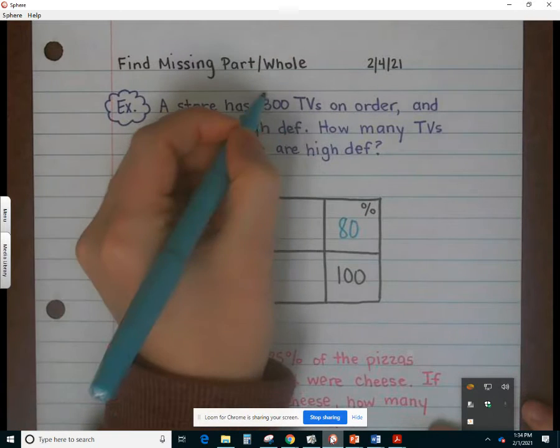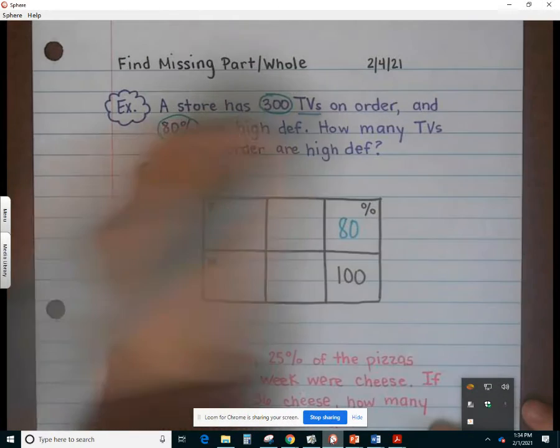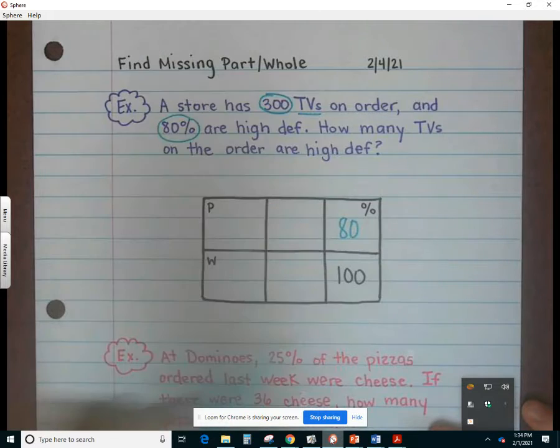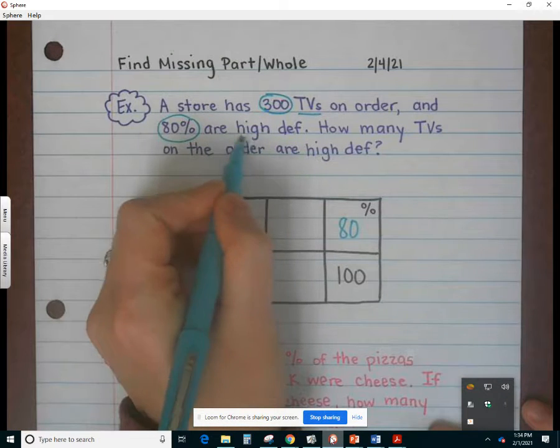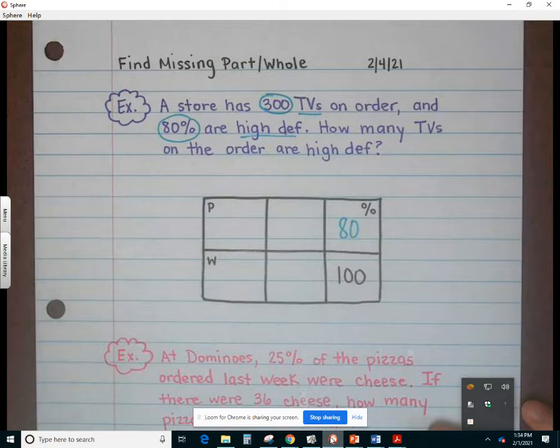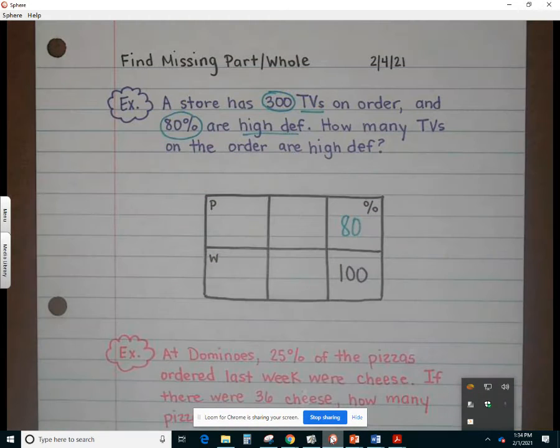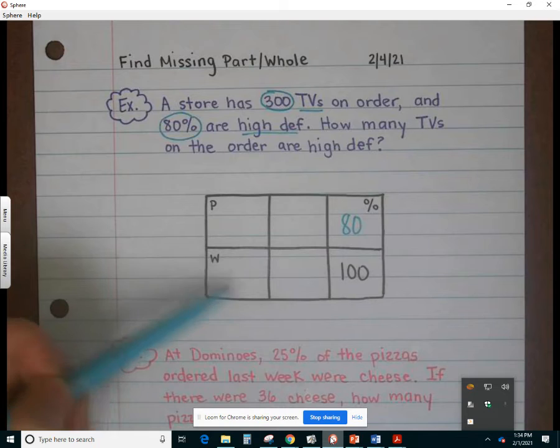So, we're talking about 300 TVs that they have on order, and then some of them are high def. Notice I said some of them are high def. So remember I told you to ask yourself the question, are all of the TVs high def? If they are all high def, then that's the whole thing. But all of them are not, okay?